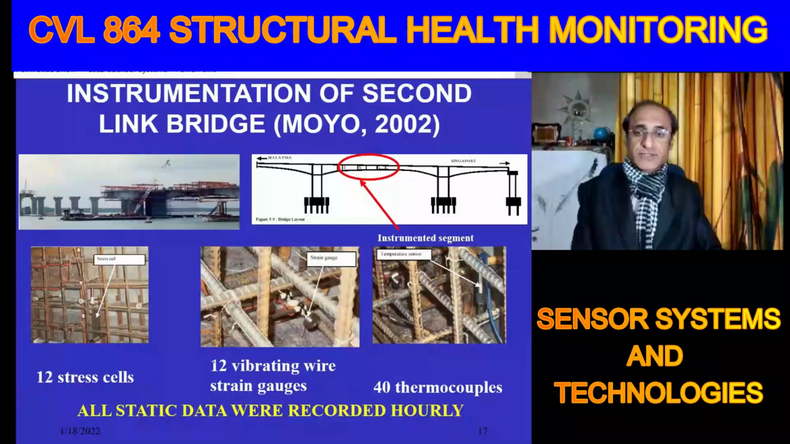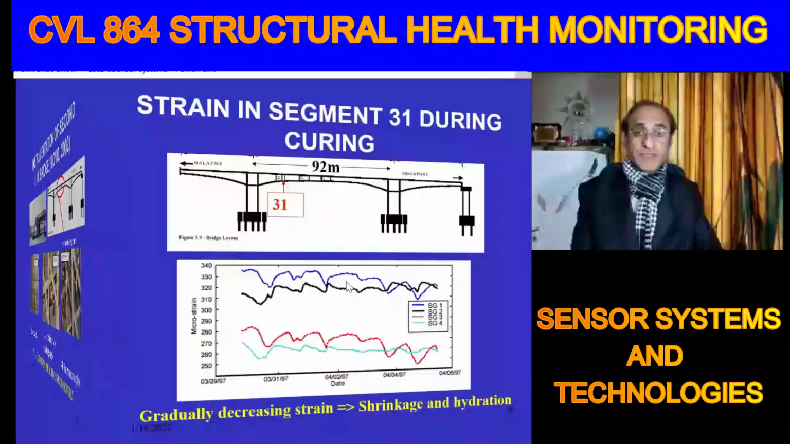So it had stress cells, vibrating wire strain gauges, and thermocouples. The investigators were getting continuous data right from the construction stage. They were specifically monitoring some of the segments, and they were able to derive a lot of information. So we'll just see the very interesting information which they got.